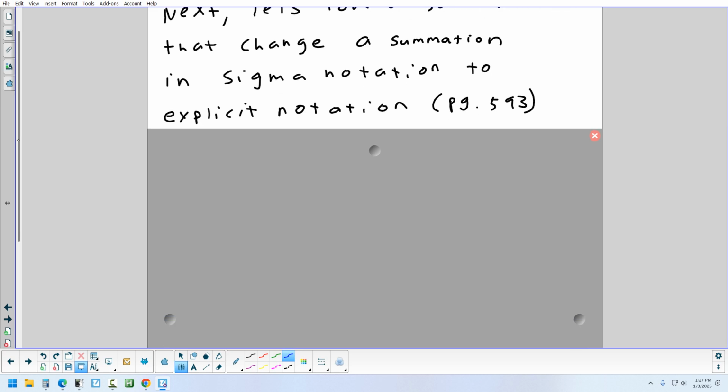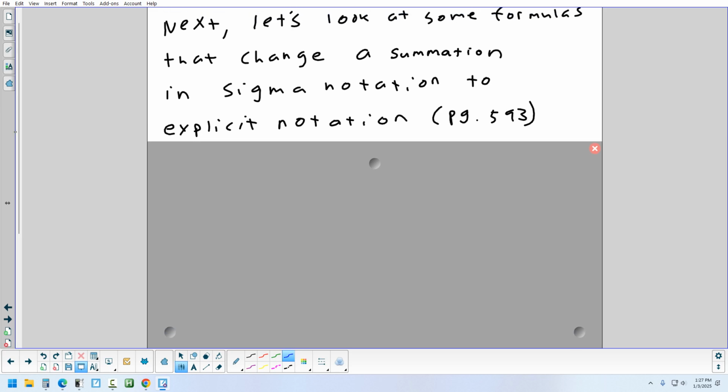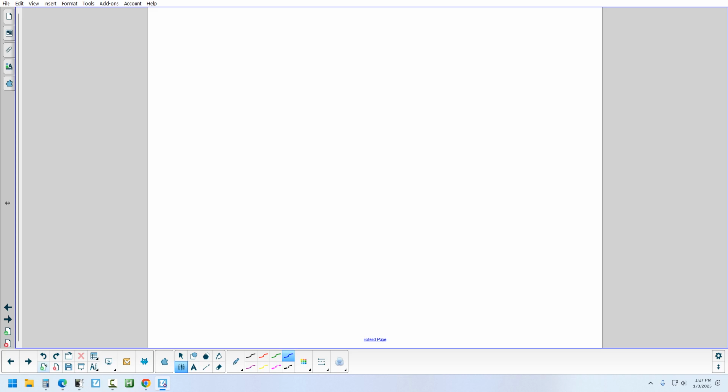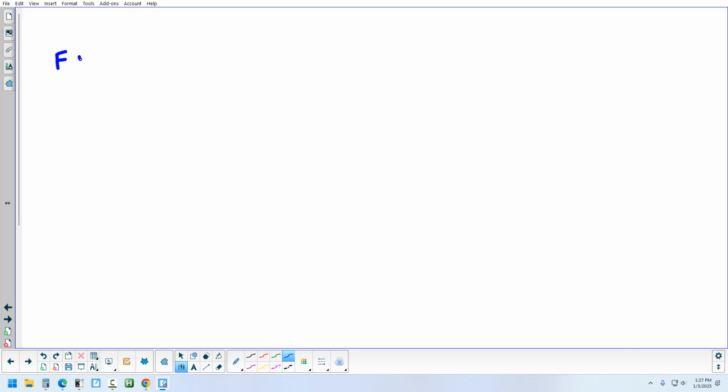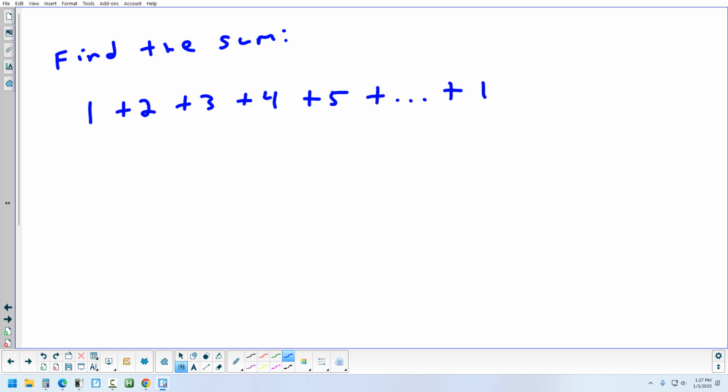So now, let's look at something like this. Find the sum. I'm going to give you a lot of numbers to add up. It's not going to be practical to do this one by hand. So we're going to have to find a pattern. I want you to add up 1 plus 2 plus 3 plus 4 plus 5 all the way up to 100. So I want you to add every number from 1 to 100.